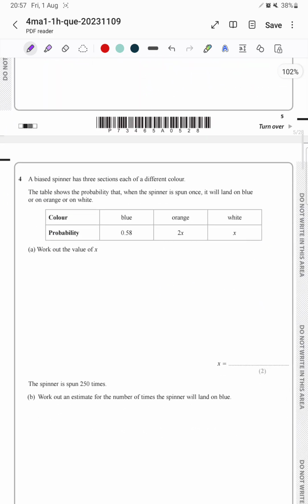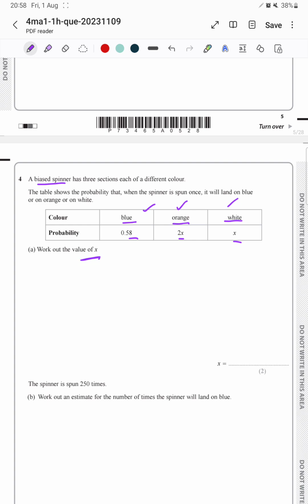Next question is, a biased spinner has 3 sections, each of a different color. Blue, orange and white. They said it is a biased spinner. Now what is the meaning of a biased spinner? That the probability of getting these 3 different colors is not the same. There might be a chance blue has the highest probability, orange is the second one, and white is the third one, because x is given there. So if 2x is there, it will be more than x. That means the probabilities are not the same for all the different outcomes, so it is biased.